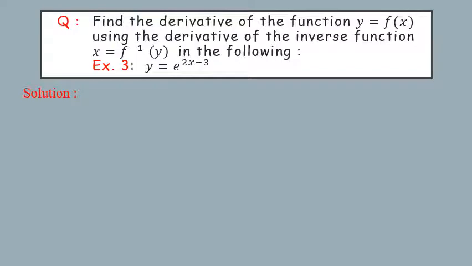Now see example number 3. So here we are going to find the derivative of y is equal to e raised to 2x minus 3 using the derivative of inverse function. So here y is equal to e raised to 2x minus 3. So to find inverse function of this given function we have to express x in terms of y.